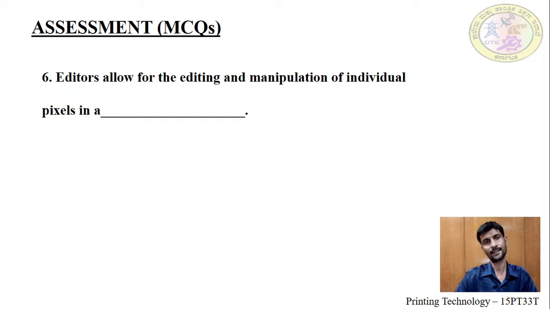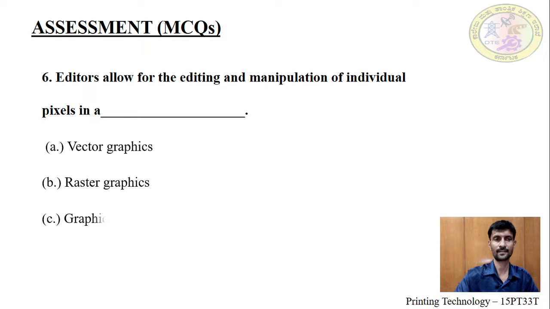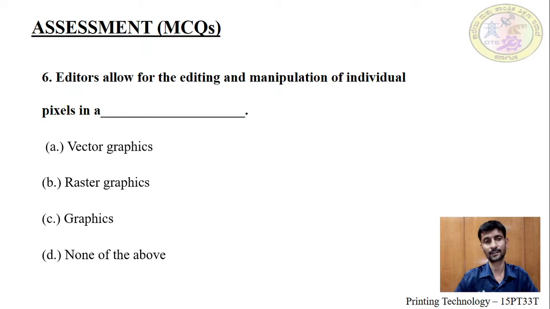Next question. Editors allow for the editing and manipulation of individual pixels in a dash. The options are vector graphics, raster graphics, graphics and none of the above. Each particular pixel can be edited in Photoshop software, and this is called a bitmap. This is the clue to answer this question.